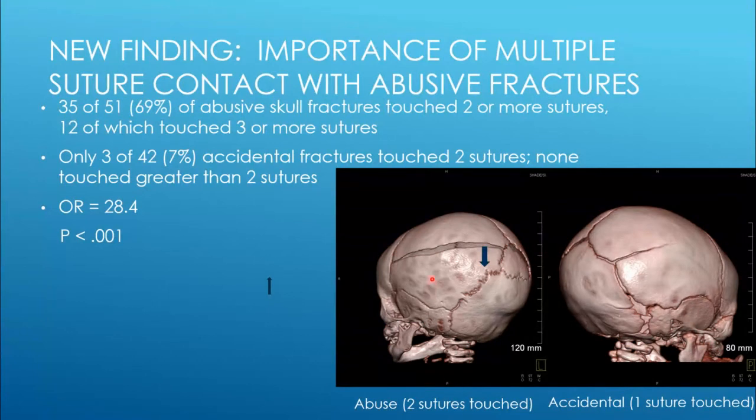In these images here on the left, we can see an abusive fracture touching the coronal suture and going all the way and hitting the lambdoid here. And on the right, we can see an accidental fracture only touching the lambdoid suture.